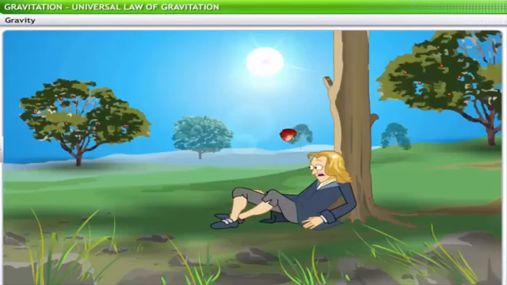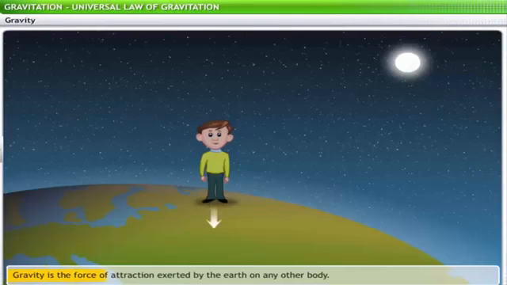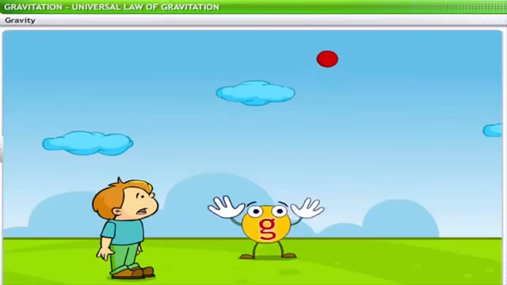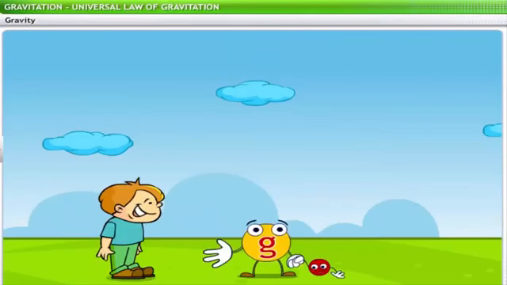When an apple fell on Newton's head, he figured out that the Earth exerts a force of attraction on all bodies near its surface. The force of attraction exerted by the Earth on any other body is called gravity. Gravity is what brings things down again when we throw them up.